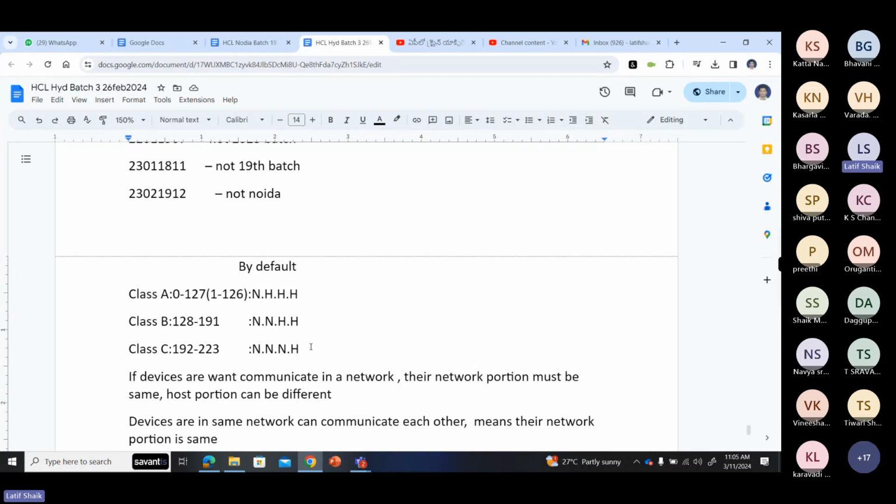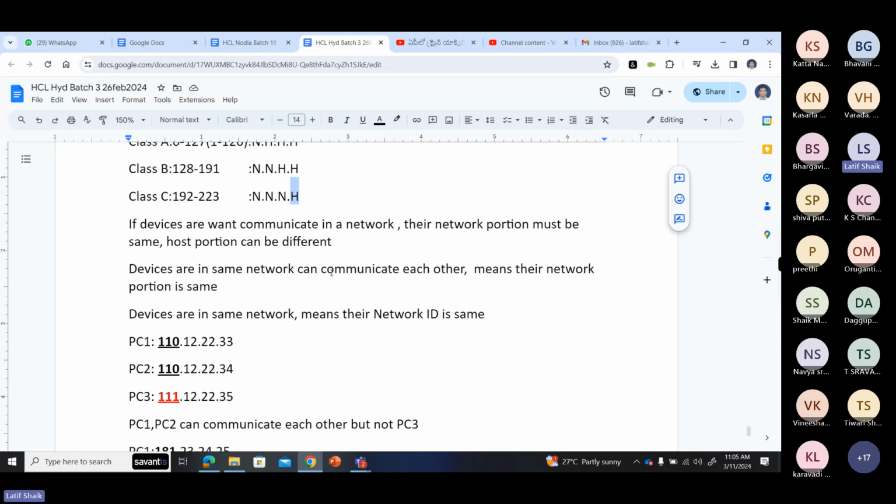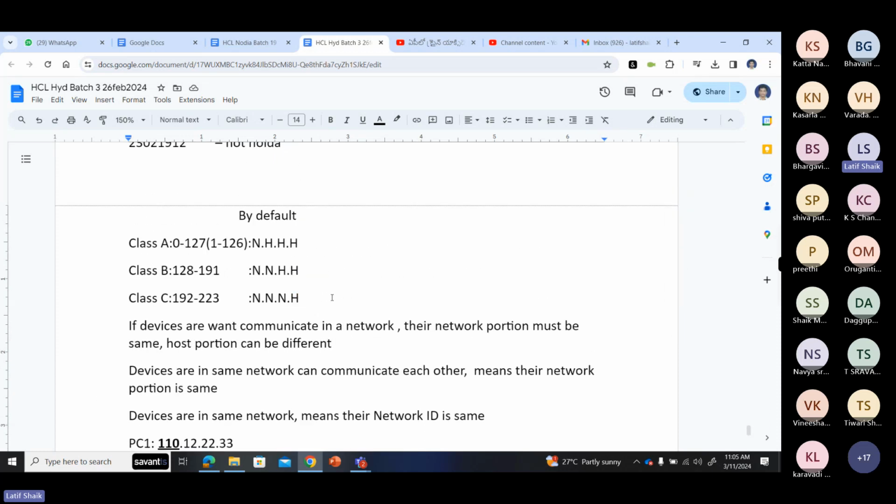So why I'm repeating, guys, is you must remember these ranges and a few other things. By default, in an IP address, the first octet is the network part and the remaining become the host part in a class A. In class B, the first two are the network part and the remaining is the host part. In class C, the first three are the network part and the last one is the host part. Here are certain rules I have written.